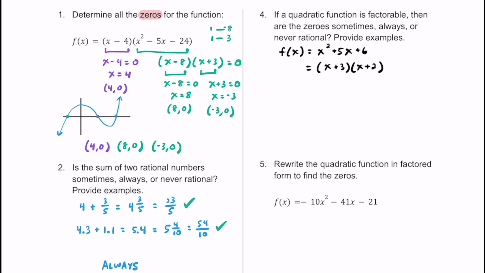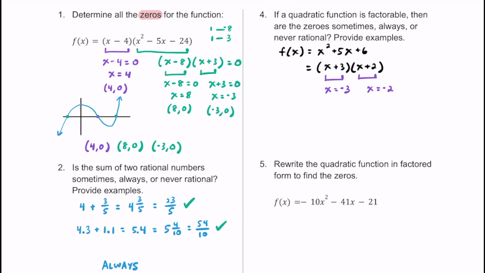Well, if you take a look at the x plus 3 over here, then if you set that equal to 0 and subtract 3, then at x equals -3, that would be a zero. And over here, if you set this equal to 0, then at x equals -2, you'd have another one of these zeros, or x-intercept. So I guess the question is if it's factorable, are the zeros going to be rational? Well, this -3 is rational, and this -2 is rational. And each time, if it's factorable, you're going to be getting some sort of fraction or whole number or integer as one of your zeros.